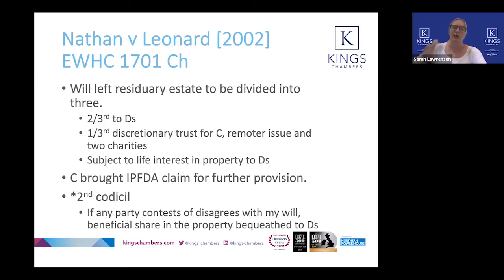Nathan had a 50% beneficial interest in a property that she lived in along with her friends, Mr. and Mrs. Leonard. They were friends, they weren't family, and as I say, they had 50% beneficial interest each, the Leonards having half and she having half. She made a will and then later 2 codicils.